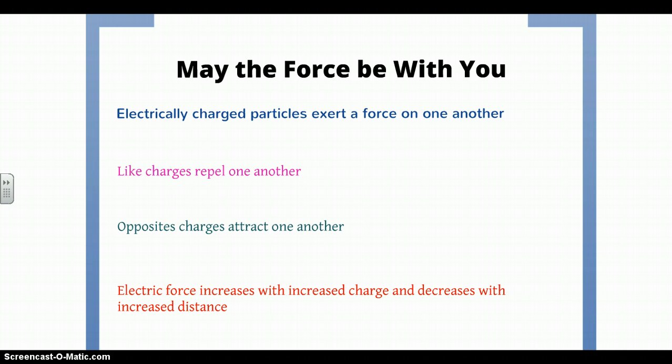Opposite charges attract one another. So if you have a proton and an electron, they actually pull toward each other and want to be attracted to one another. The electric force increases with increased charge. So if you just had 1 proton and 1 electron, you wouldn't have much of a charge. But if you had 1 billion protons and 1 billion electrons, that would be a really strong charge holding them together. And that's why, when you have atoms with different numbers of protons in their nucleus, we talk about the amount of power they would have, because they're holding together different things.